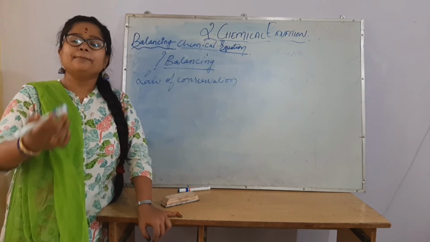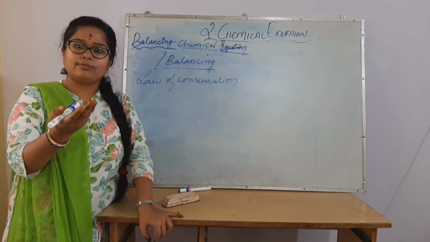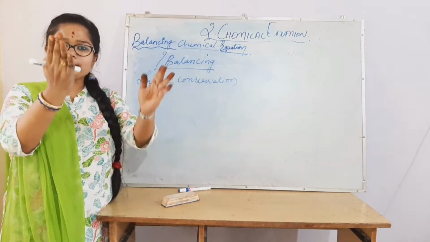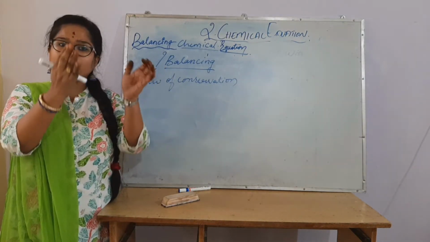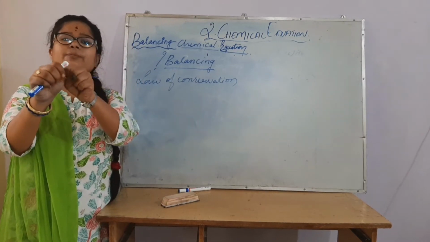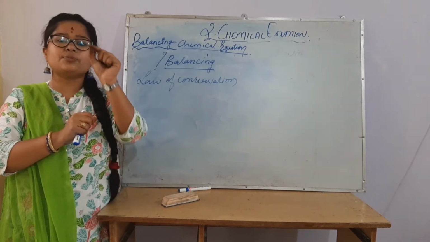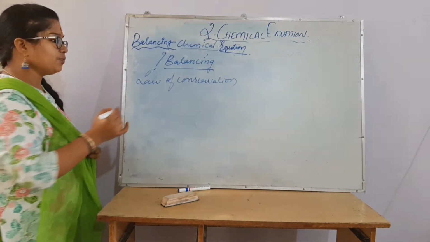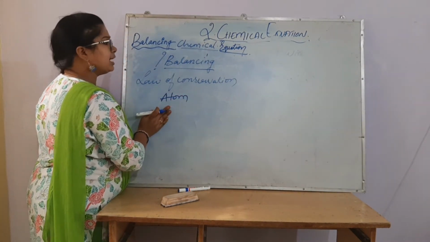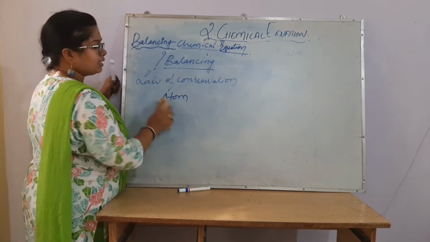Suppose in zinc and HCl, zinc plus HCl, how many zincs are participating? Only 1 or 2? The mass of reactants should be equal to the mass of the products. The atom is the smallest particle. So the number of atoms on the reactant side should be the same as the number of atoms on the product side. So let us start.